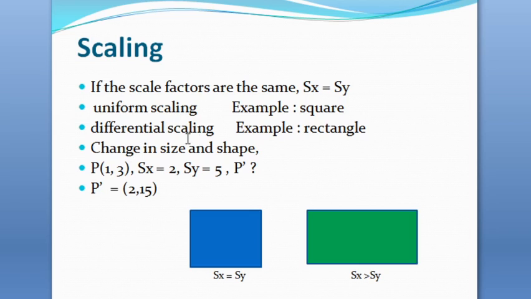Uniform scaling and differential scaling are used in scaling. For uniform scaling, we get a square. Here sx and sy are the same, so the scaling in the x and y directions is the same. Example: a square. For differential scaling, different scales are used, such as sx greater than sy, creating a rectangle. Here P is (1, 3), the sx value is 2 and the sy value is 5. P dash equals (1, 3) scaled by (2, 5), so we get (2, 15).